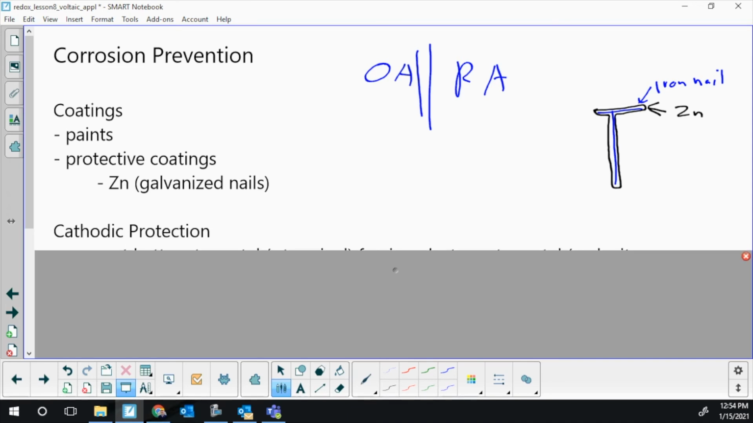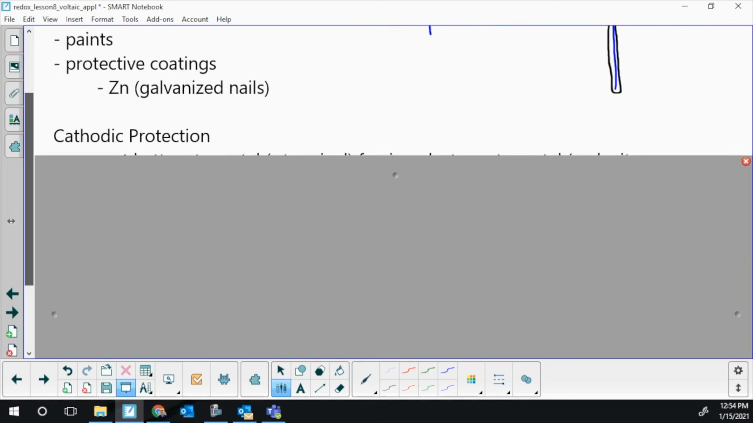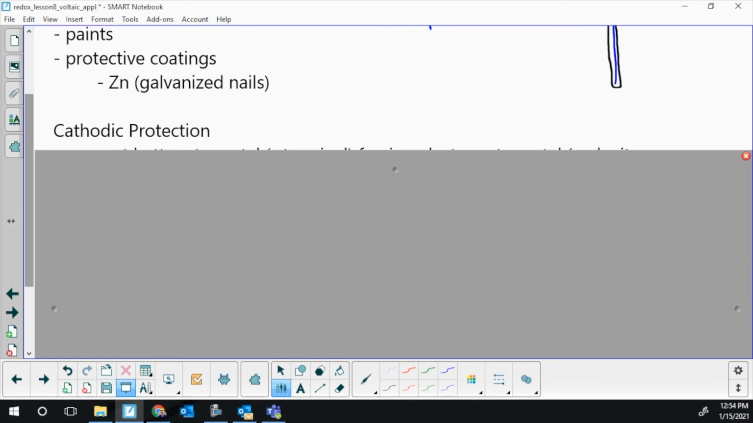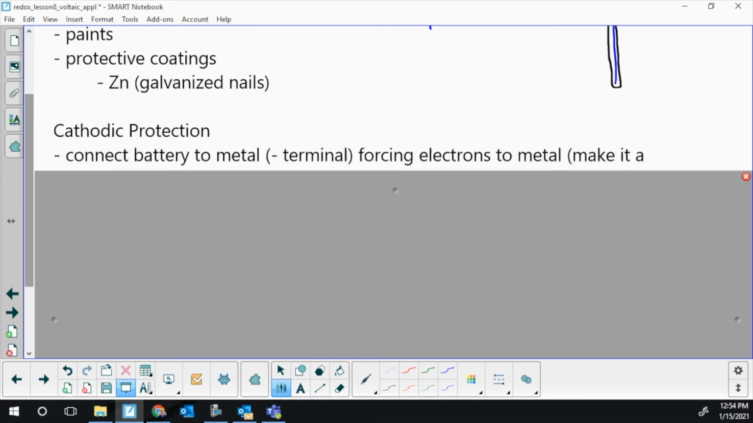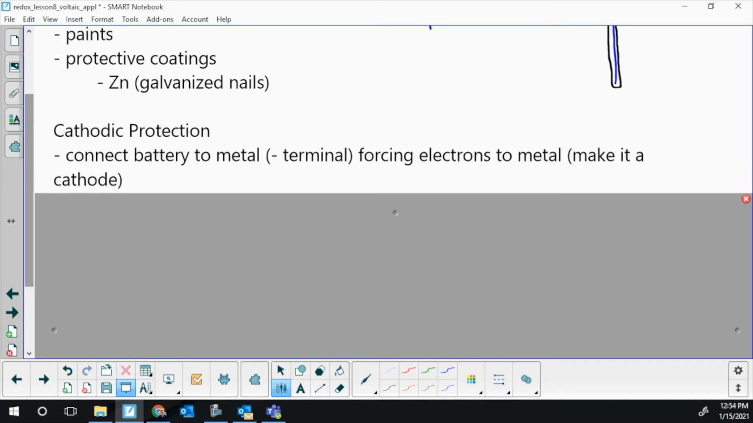Okay. Another example. We're really going to use some chemistry with this one. Cathodic protection. Protect the cathode. Or use a cathode. Okay. This involves connecting a battery to the metal. Connect battery to metal, and you better do it the right way. Okay? You need the negative terminal to the metal. You're going to force electrons to the metal. You're trying to force the metal to be a cathode.